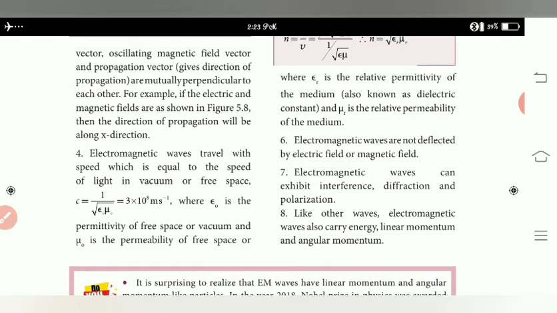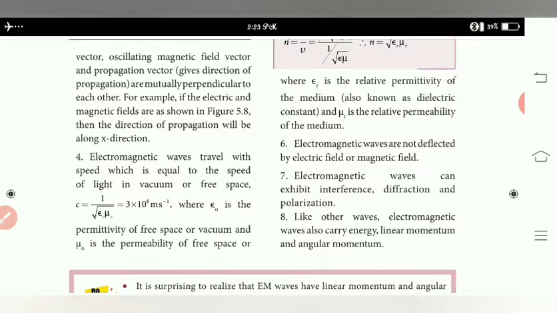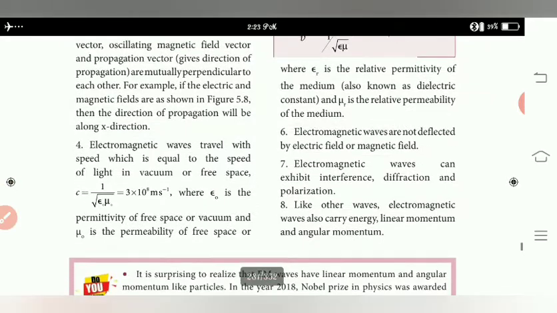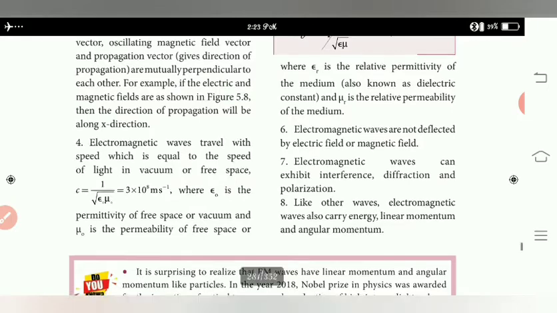You always know that when you switch on the electricity, it passes at the speed of light. Epsilon naught is the permittivity of free space in vacuum, and mu naught is the permeability of free space, where epsilon is the permittivity of the medium. Electromagnetic waves are not deflected by electric and magnetic fields because they are neutral, so they are never deflected by electric and magnetic fields.